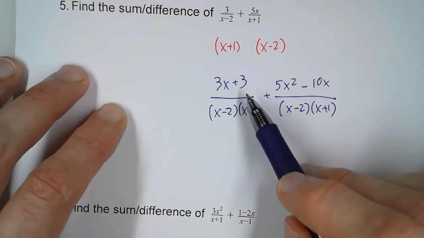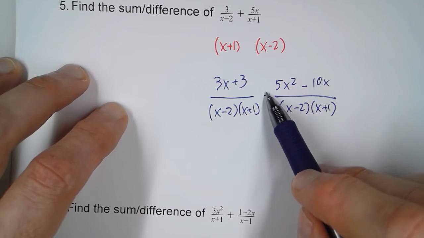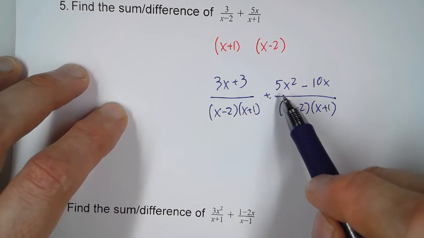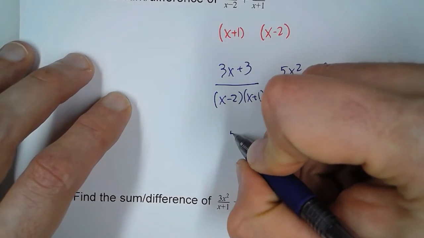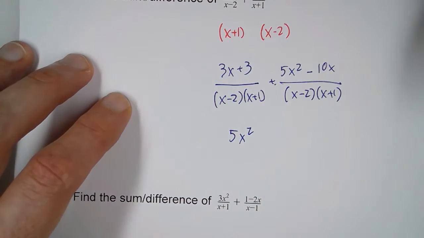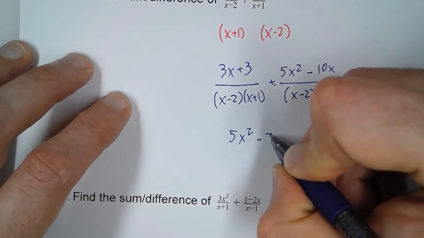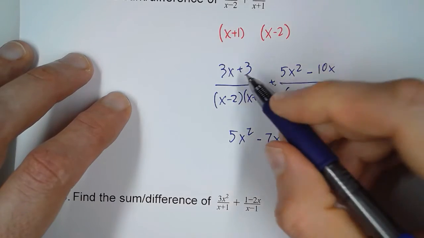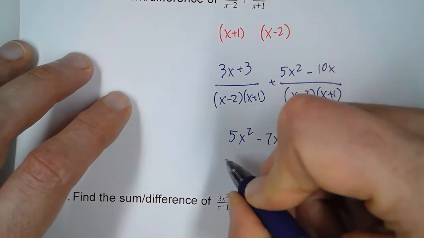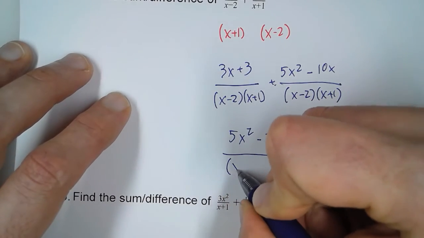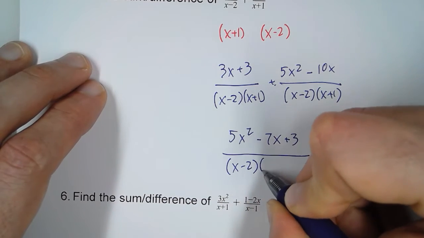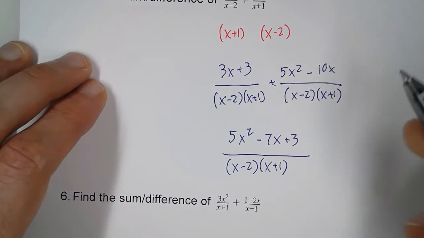Now we can combine them. Now since we're adding, we don't have to worry about any negatives, so we just ask, alright, we have a 5x squared, and that's the only term with x squared. Here we have 3x and negative 10x, so that's going to be minus 7x, and then we have plus 3, all over x minus 2 times x plus 1.